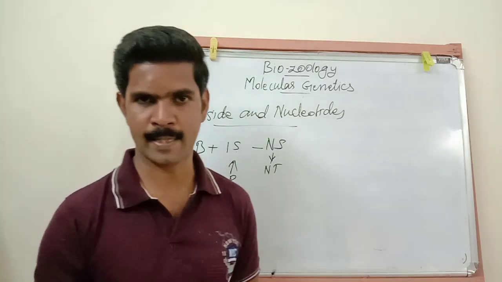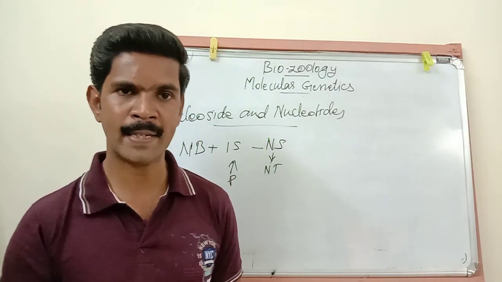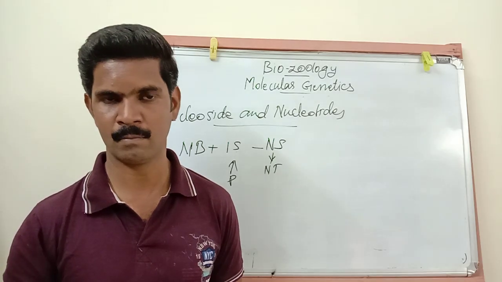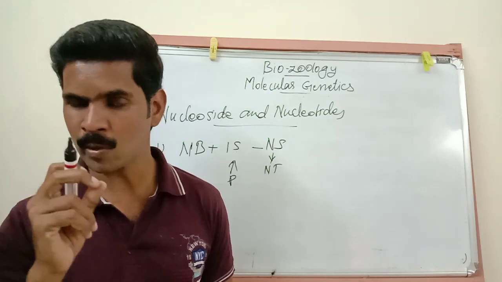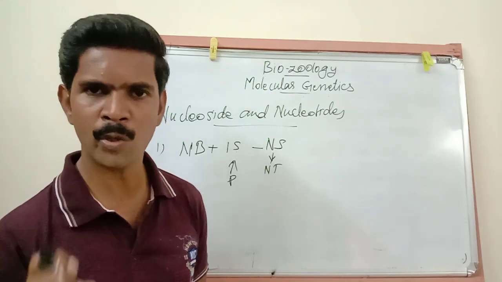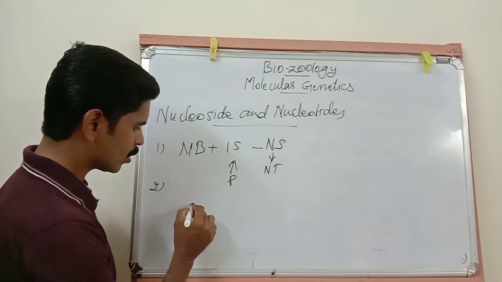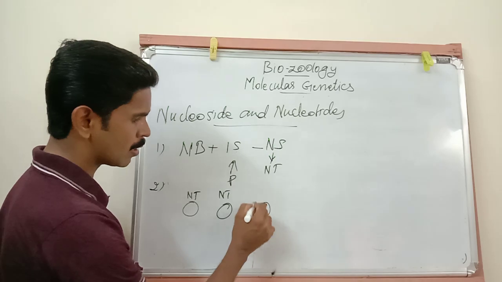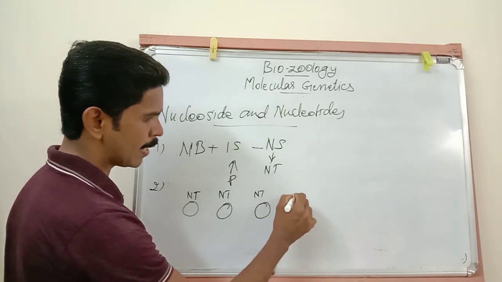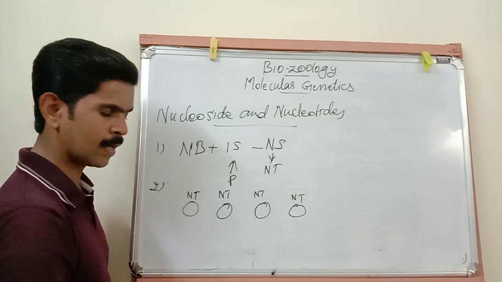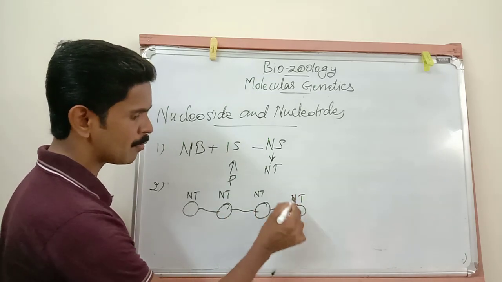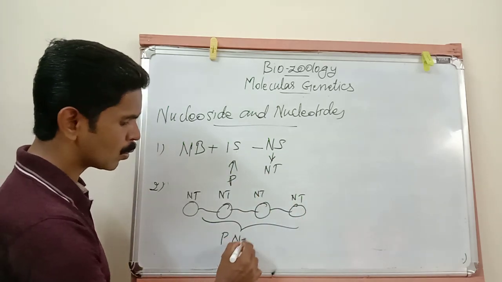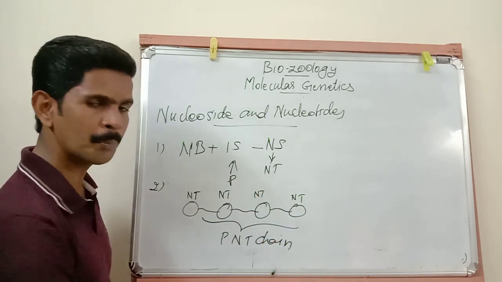Many nucleotides are linked together and forming a chain-like structure. So these chain-like structures are called polynucleotide chain. So listen, second point. Just imagine this is one nucleotide, this is another nucleotide, this is another nucleotide, this is another nucleotide. So many nucleotides are linked together and forming a chain-like structure. This chain-like structure is called polynucleotide chain. Hope you understood.